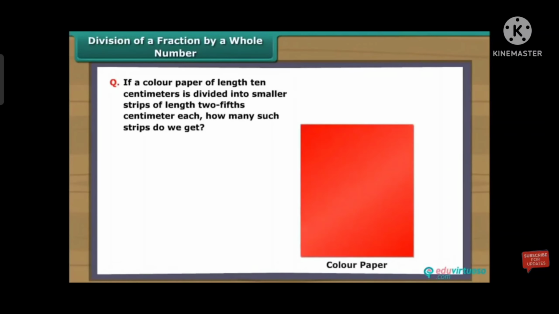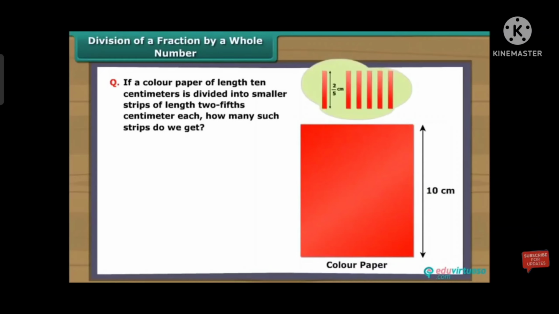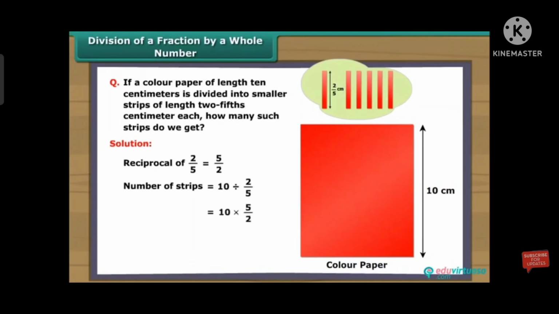Division of a fraction by a whole number. Let us practice a problem now. If a color paper of length 10 centimeters is divided into smaller strips of length 2/5 centimeter each, how many such strips do we get? The reciprocal of 2/5 is 5 upon 2. So 10 divided by 2 upon 5 is equal to 10 multiplied by 5 upon 2. This gives 50 upon 2. Simplifying the fraction, we get 25. Thus, to divide a whole number by any fraction, multiply that whole number by the reciprocal of that fraction.